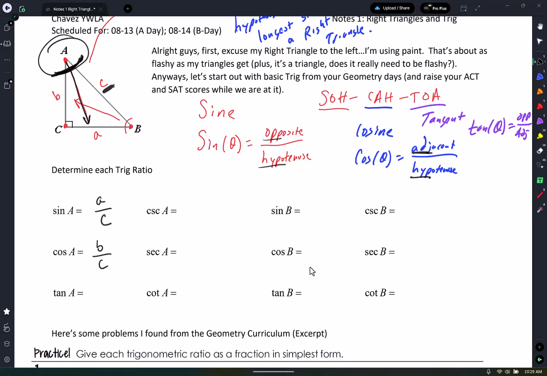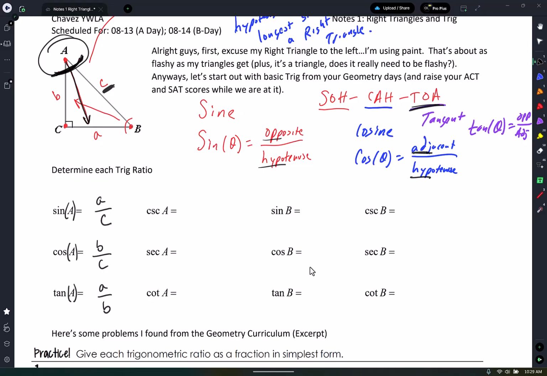And then tangent. Tangent is opposite over adjacent. I'm looking at angle A, so tangent of A. I should be saying tangent of A, so I'm sorry. Put the A in parentheses like this. Textbooks have bad habits of not putting parentheses around your arguments. So tangent of A is A over B. And there it is.